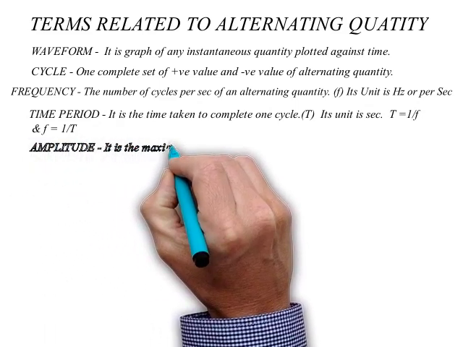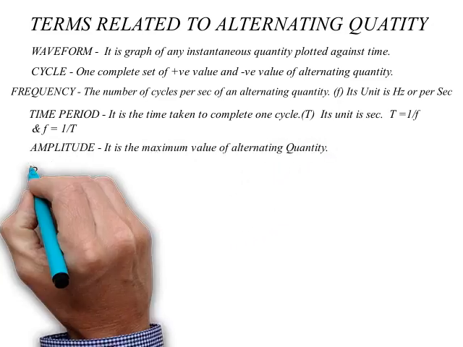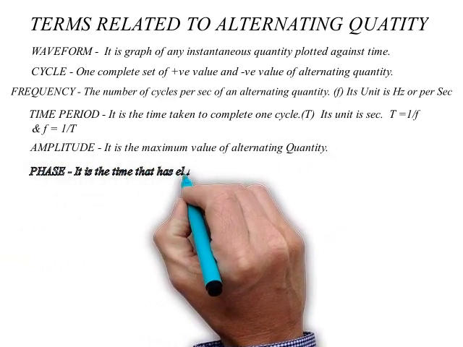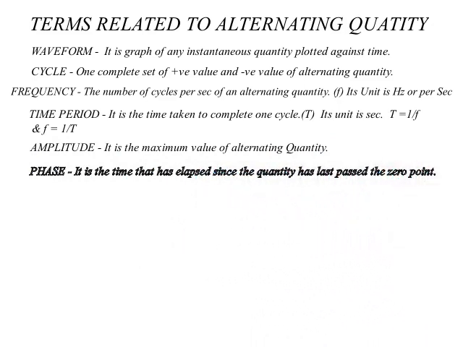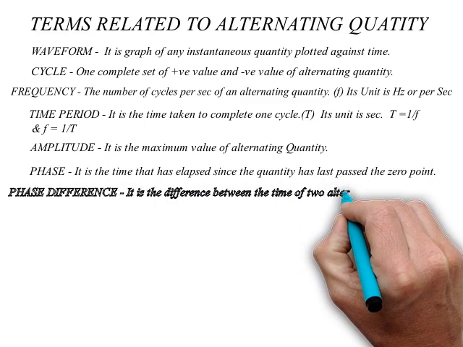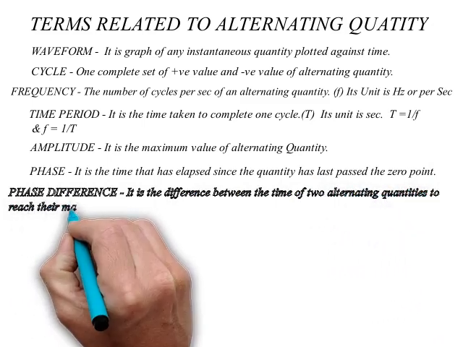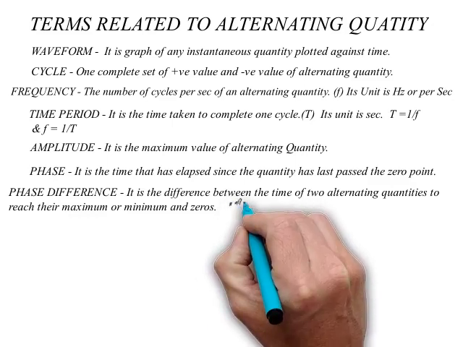Amplitude: it is the maximum value of alternating quantity. Phase: it is the time that has elapsed since the quantity has last passed the 0 point. Phase difference: it is the difference between the time of two alternating quantities to reach their maximum or minimum or zeros. It is denoted by the Greek letter phi.